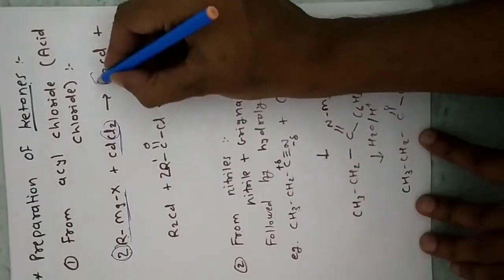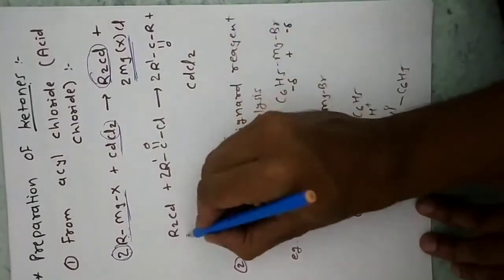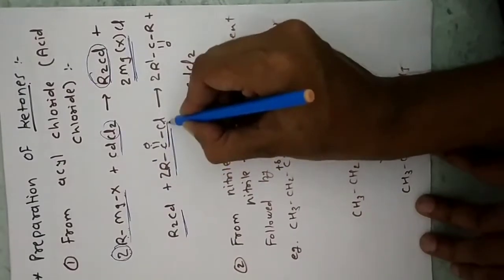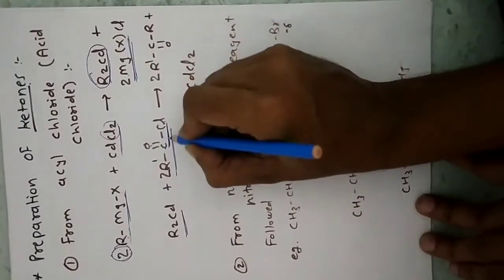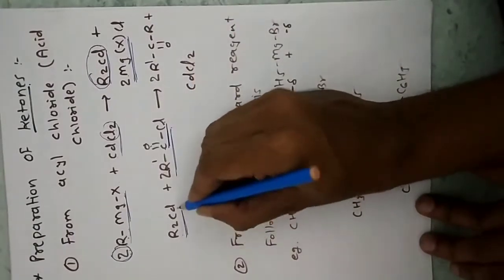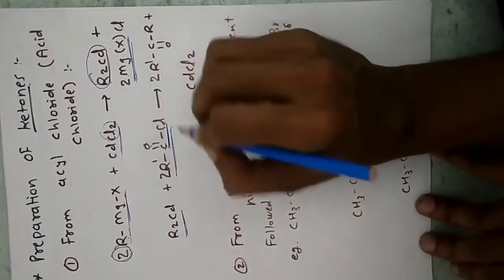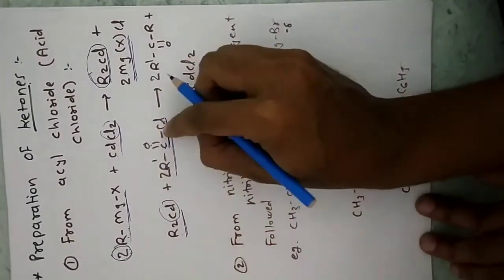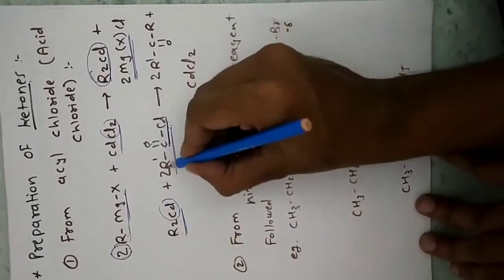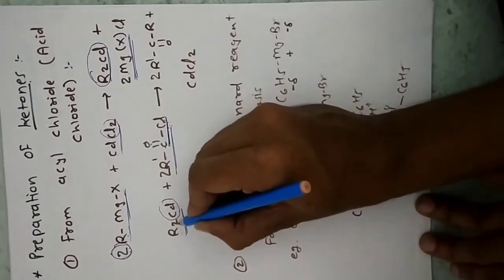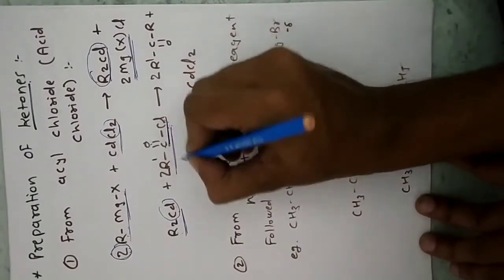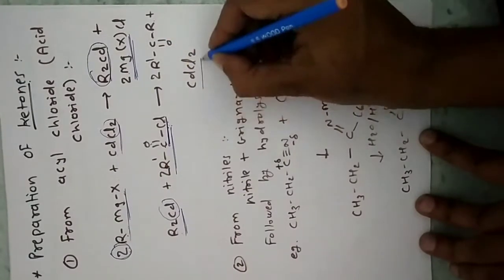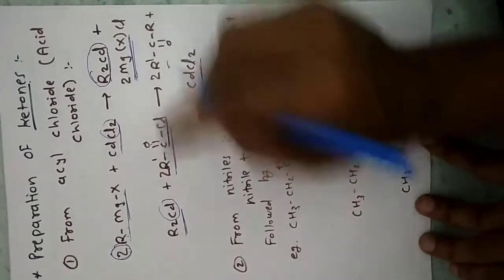In the second step, this R2Cd reacts with acyl chloride, R-COCl. You can see this one is our acyl chloride group, the acid chloride group. When R2Cd reacts with the acid chloride group, what you have to do is remove Cd and Cl and connect the R and R-CO groups. You will get 2 R-CO-R plus CdCl2. This one is our ketone.